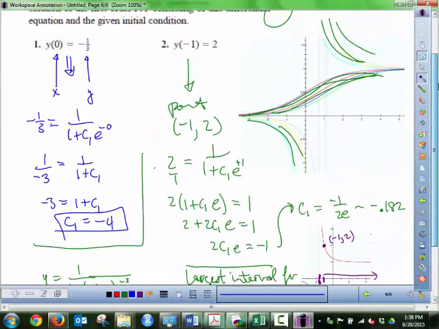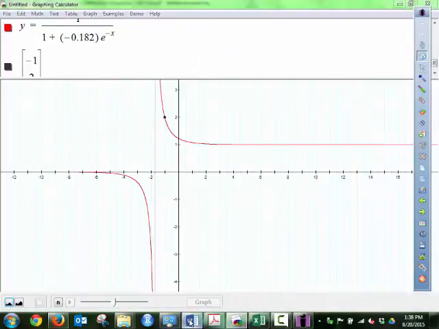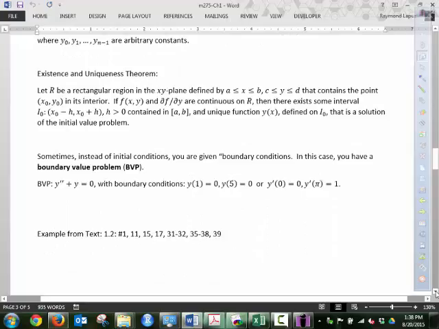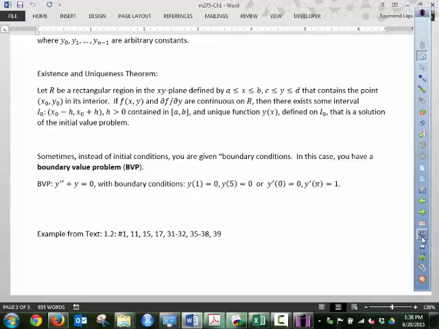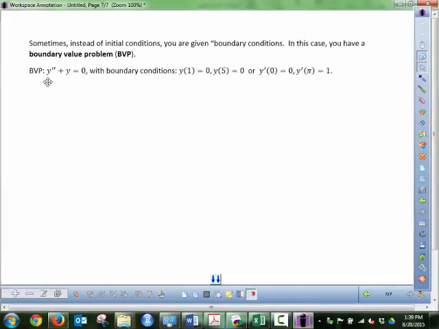Let's see what's next. Boundary value problems. We'll talk a little bit about boundary value problems later on, but the more popular types of differential equations are IVPs, where they have initial values. The boundary value problems only happen really in special cases, when we have a second-order differential equation, sometimes a higher-order one. So here's an example of a boundary value problem.